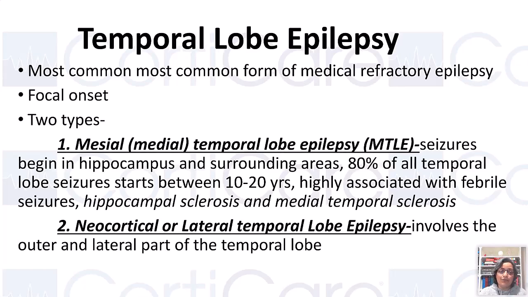The second type of temporal lobe epilepsy is lateral temporal lobe epilepsy, which involves the outer and lateral part of the temporal lobe, basically the neocortex of the temporal lobe.